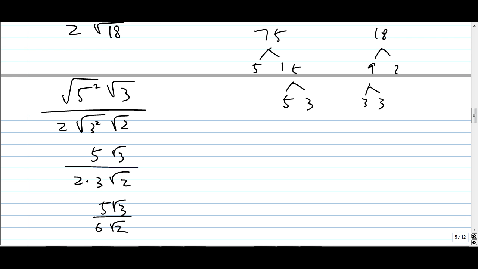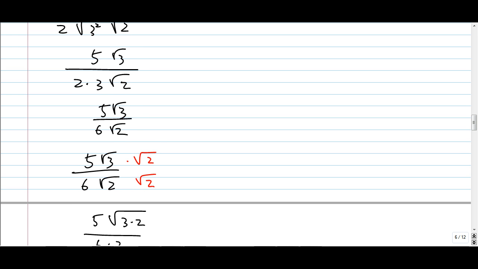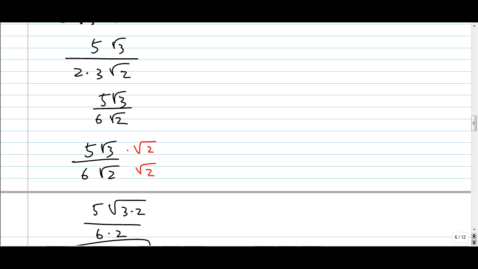Are we done? Is this the answer? Why not? Stephanie? Yeah, there's a radical in the denominator. You may not leave square roots in the denominator. So how are we going to get rid of this radical? Jennifer? Yeah, multiply top and bottom by rad 2 over rad 2, which is just 1, so it doesn't change the value of the fraction. It just gets rid of the square root in the denominator. We're rationalizing the denominator here.